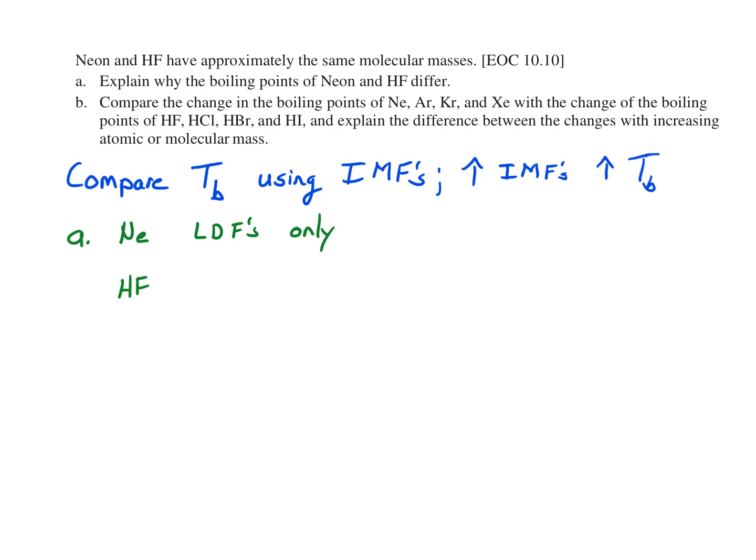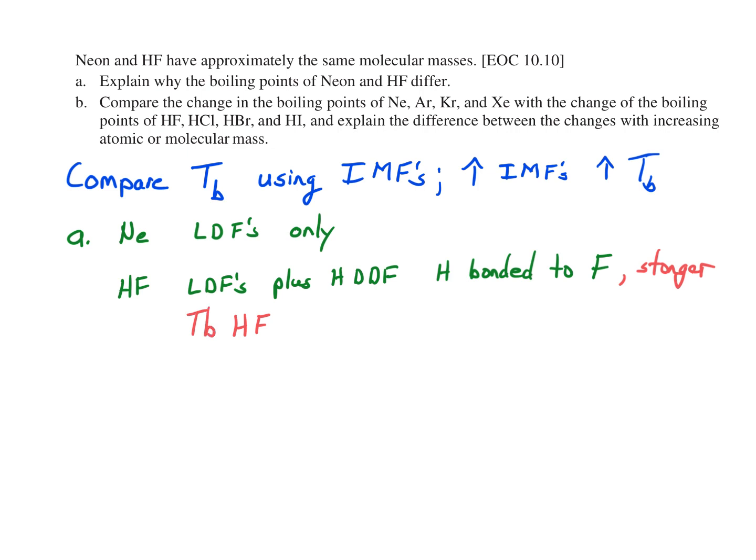And HF has London dispersion forces approximately equal to those of neon, plus it also has hydrogen dipole-dipole forces because we have hydrogen directly bonded to a very electronegative element. And since HF has stronger intermolecular forces, the boiling point of HF is going to be higher than that of the boiling point of Ne.